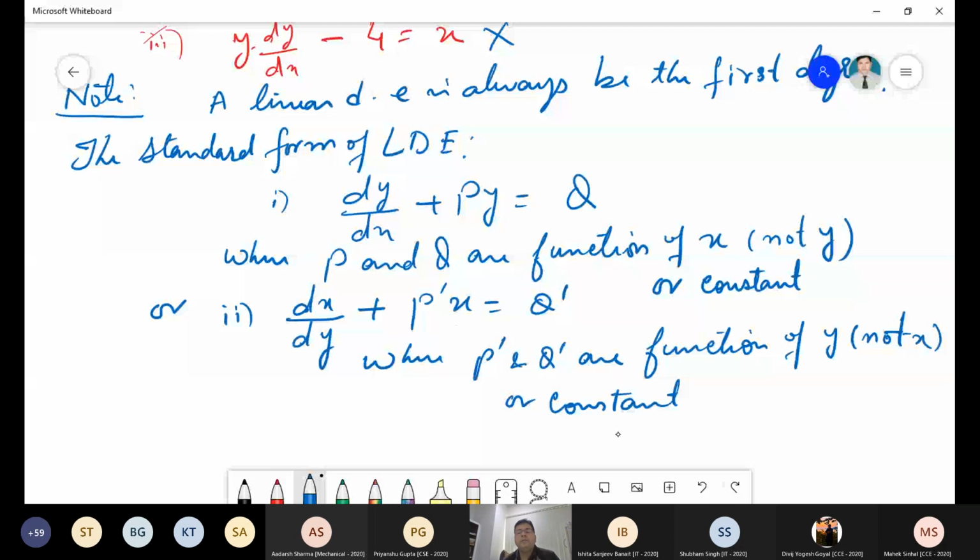So this is the standard form of a linear first degree differential equation. It is first order and first degree. A linear differential equation is always first degree. I'm using the words "first order" here, of first order.